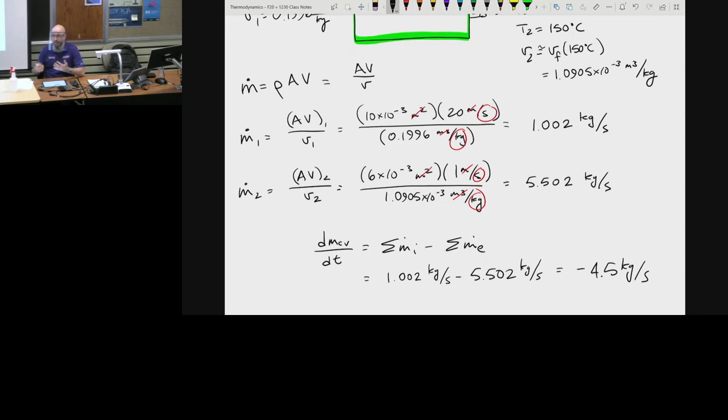This is a very straightforward problem with the continuity equation and looking up some properties. We do have that ideal gas, sorry, not ideal gas, the liquid approximation put into here that we have to think about. Any questions about this?